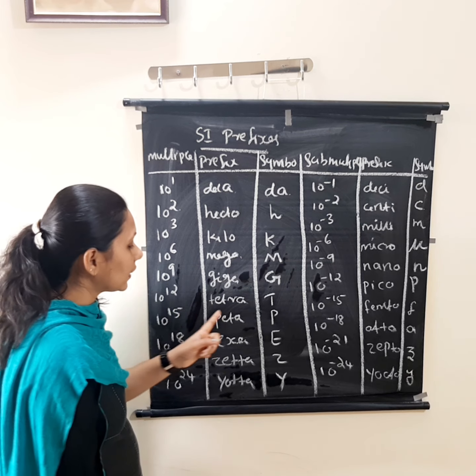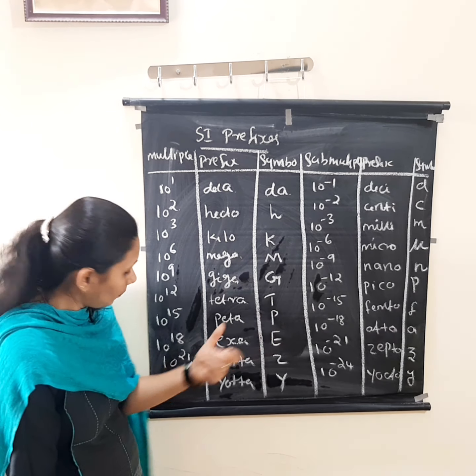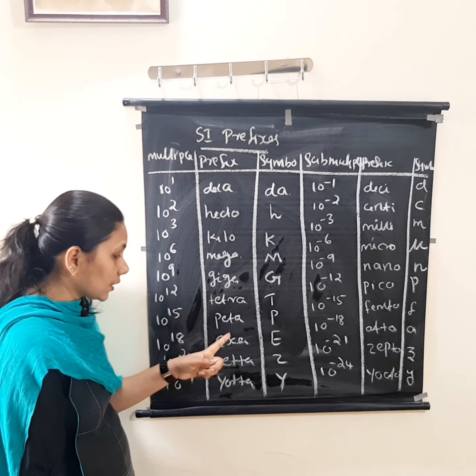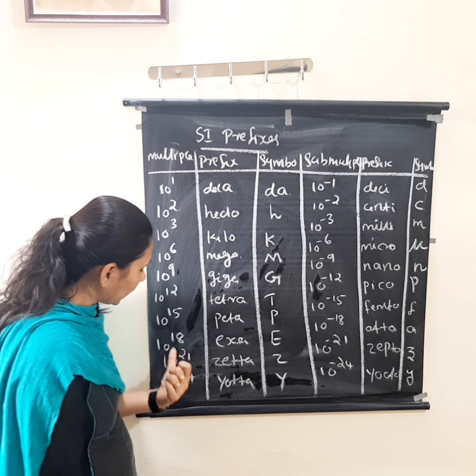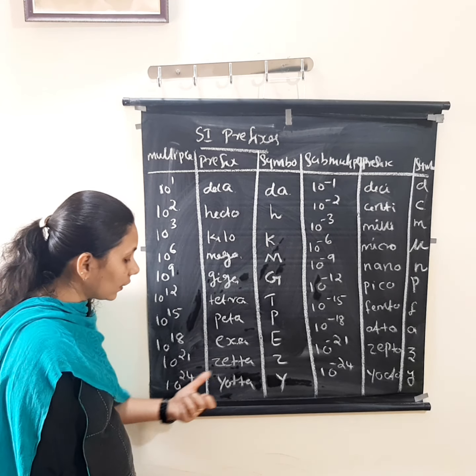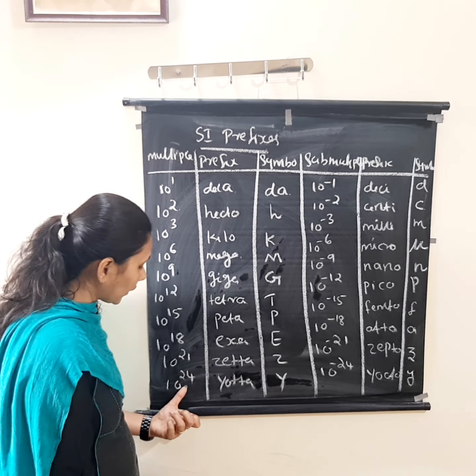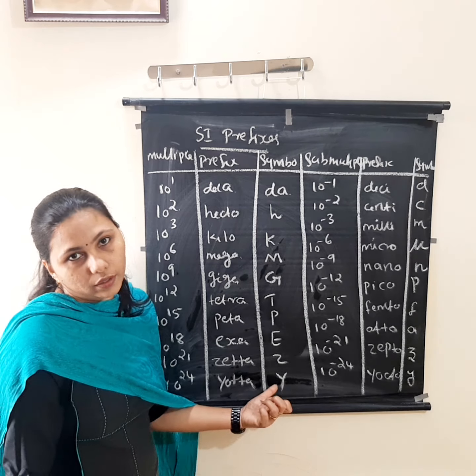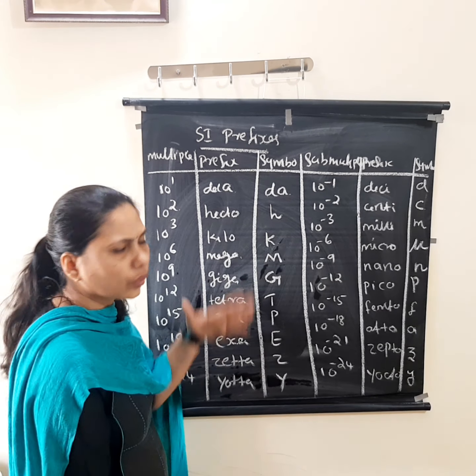Then 10 raised to 12, it is tera, capital T. 10 raised to 15, it is peta, capital P. 10 raised to 18, exa, capital E. 10 raised to 21, zetta, Z. 10 raised to 24, yotta, Y. Okay, so no need of by-hearting.